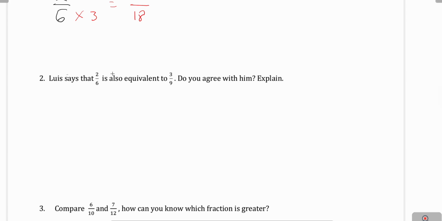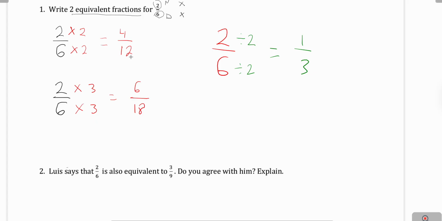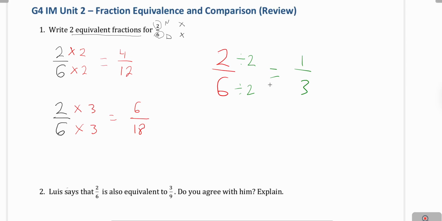Luis says that 2 sets is also equivalent to 3 9s. Do you agree with him? Explain. Okay, so we just learned that 2 sets is equivalent to what fraction? Well, we just learned that 2 sets is the same as 4 12s. We just learned that 2 sets is the same as 6 18. And we just learned that 2 sets is indeed the same as 1/3.